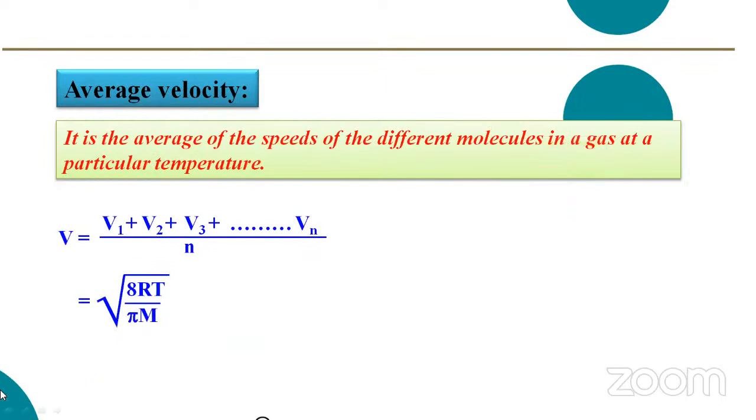Okay. So what is average velocity? Average velocity is nothing but the average of speeds of different molecules in a gas at a particular temperature. So how do you calculate the average velocity? It is V is equal to V1 plus V2 plus V3 up till Vn divided by N. So it is given by square root of 8RT by pi M. Okay, remember this, how to find the average velocity. The final formula you remember: square root of 8RT divided by pi into M.